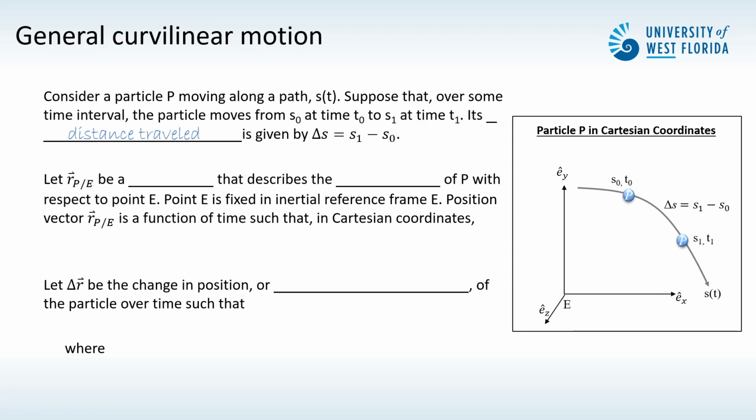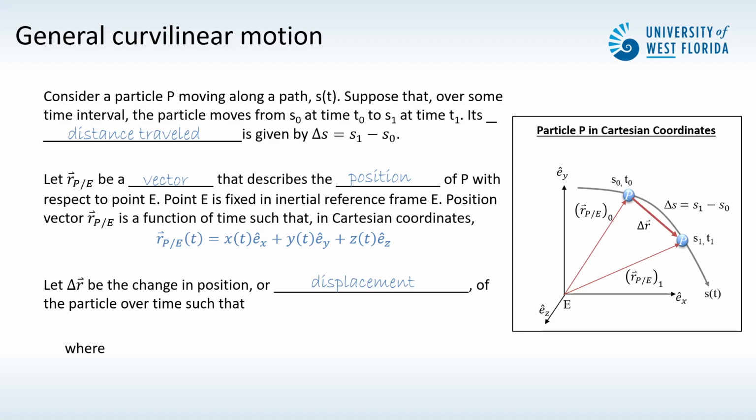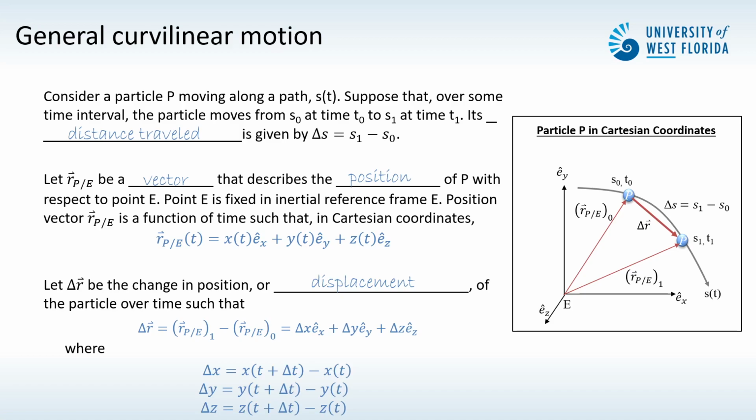Now let r_p/e be a vector that describes the position of p with respect to point E. Point E is fixed in inertial reference frame E, and in fact, it's the origin of reference frame E. Position vector r is a function of time, such that in Cartesian coordinates, it is x of t e_x plus y of t e_y plus z of t e_z. Let delta r be the change in position or displacement of the particle over time, such that delta r equals delta x e_x plus delta y e_y plus delta z e_z, and delta x, delta y, and delta z are as shown.